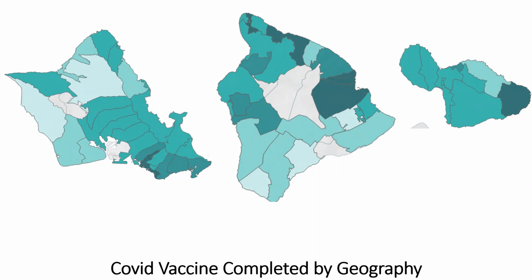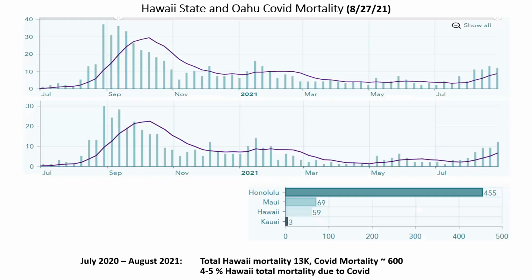Okay, next slide, please. So this is mortality. Top chart is the state, middle chart is Oahu. And you can see this is the past 13 months. So you see the bump that we had last August, September, was in the 30s per week. Each bar is a one week mortality. So last year we had in the 30s dying per week in September.